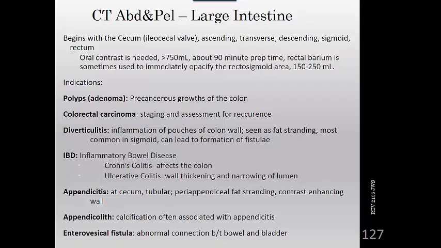Sometimes rectal barium is used to immediately opacify that rectosigmoid area, and you're going to use about 150 to 250 milliliters of that. It's rare to use rectal barium. Usually you're looking for a fistula like we saw earlier. So that's about the only time you're going to use it, or to differentiate tumors.